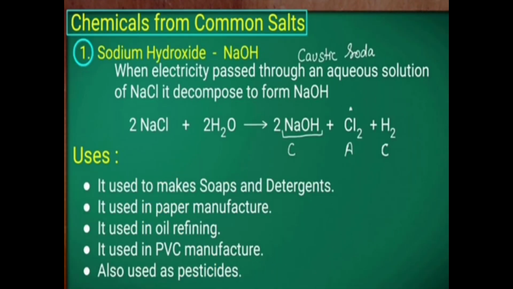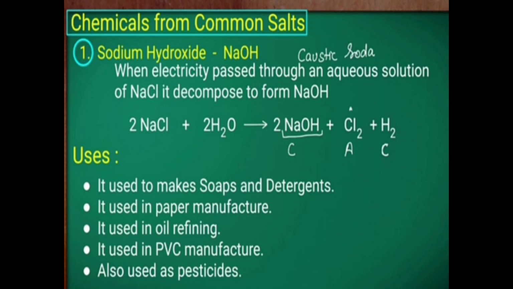First is chemicals from common salt. The first chemical formed is sodium hydroxide, NaOH, which is caustic soda. When electricity is passed through an aqueous solution of NaCl, it decomposes to form NaOH. When sodium chloride and water react in the presence of electricity, they break down to produce sodium hydroxide, NaOH, plus chlorine plus hydrogen.